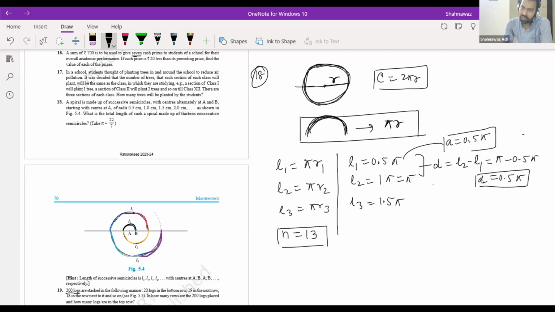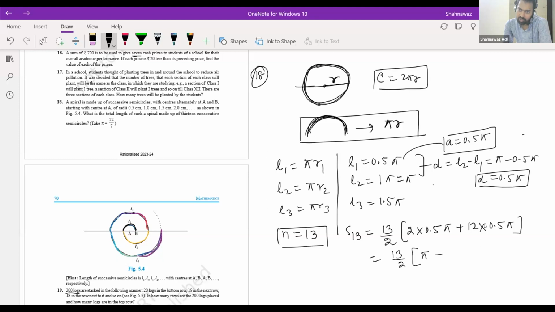A is given, D is given, N is given. So S13 would be how much? 13 by 2 into (2A, which is 0.5 pi, plus 12 into D). So this is 13 by 2. This is how much? Pi plus 6 pi. So this is 13 by 2 into 7 pi.